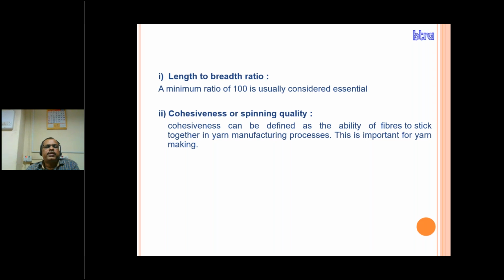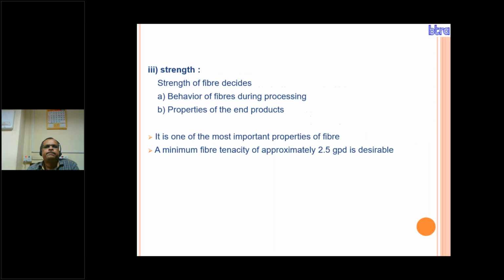So if we describe this as length to breadth ratio, a minimum ratio of 100 is usually considered essential. Cohesiveness can be defined as the ability of fibers to stick together in yarn manufacturing processes. This is important for yarn making. If it does not stick, it will split up during the yarn processing. We can't gather them and we can't apply twist to make a continuous yarn.